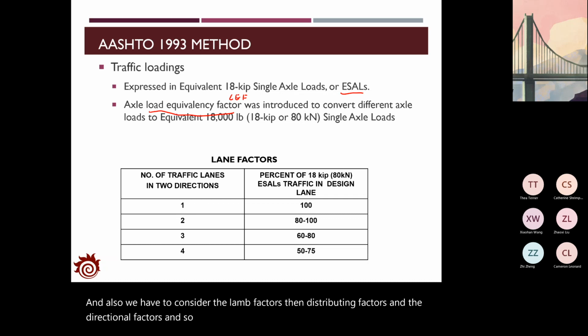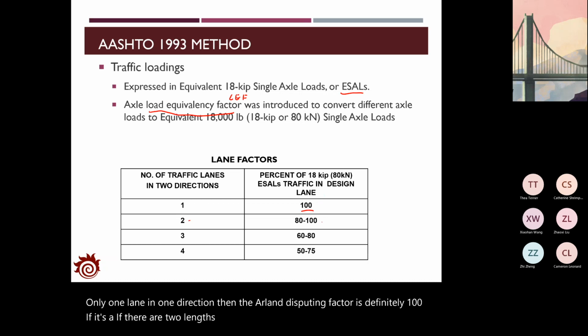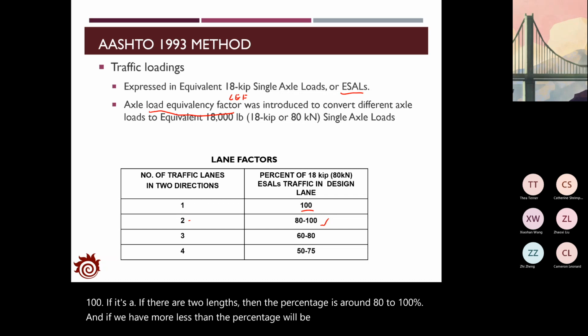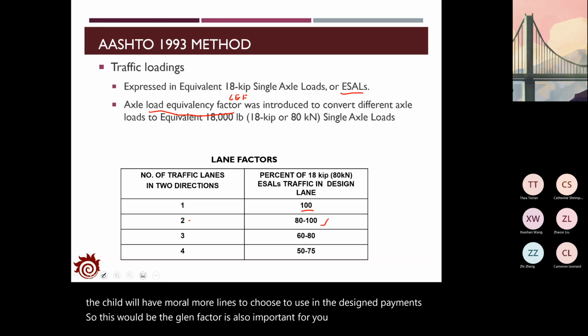Usually for a road with only one lane in one direction, the lane distribution factor is definitely 100%. If there are two lanes, then the percentage is around 80 to 100%. And if we have more lanes, then the percentage will be smaller, which means that the trucks will have more lanes to choose from on the designed pavement. So this would be the lane factor. It's also important for you to calculate the traffic loadings.